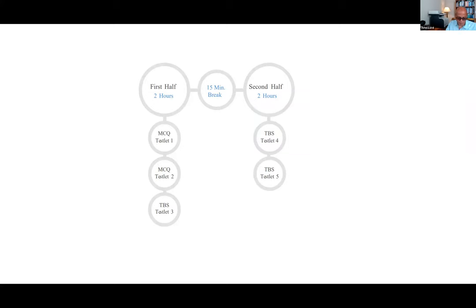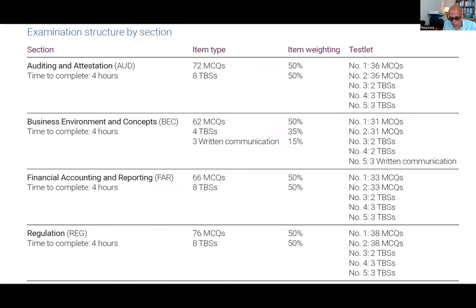And then you're in that first task-based simulation testlet, in which you'll work those two task-based simulations. And then in the second half of the exam, after you take a 15-minute break, the 15-minute break does not count against your time. So you get a total of 4 hours to complete these questions. And then you will spend the remainder of your time dealing with Testlet 4 and Testlet 5. Testlet 5, even though it says task-based simulation here for the BEC exam, as you've seen, is the written communication requirement.